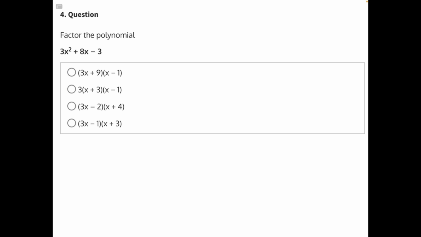Factor the polynomial. To factor a polynomial with an a value greater than 1, we need to do something called factoring by grouping. Let's start by finding the value of a times c. A is the coefficient of our first term, b is the coefficient of our second term, and c is our last term, or our constant. So in this case, a times c is going to be 3 times negative 3, and that is going to give us negative 9.